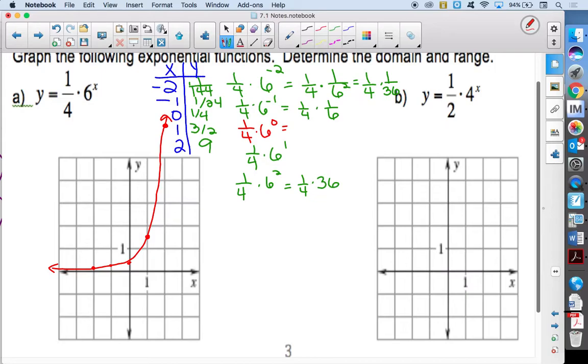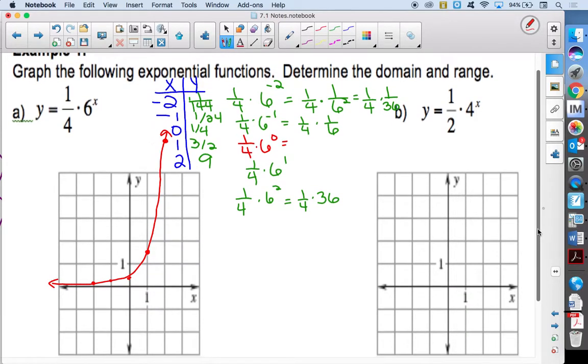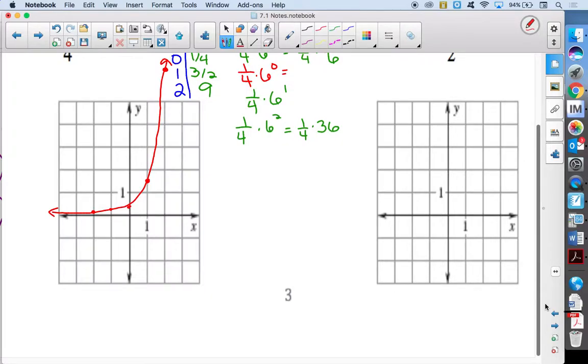So underneath this, it asks you to get the domain and the range. Looking at your graph, Sam, domain is left to right. So what does it look like the domain is? -infinity to positive infinity. Yep, -infinity to positive infinity. And then what about the range?